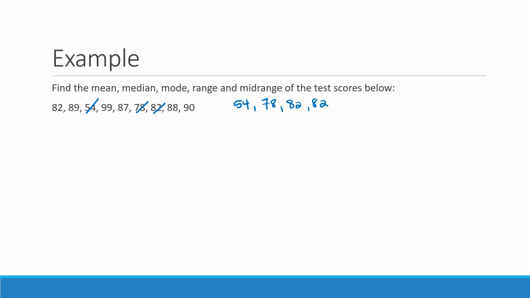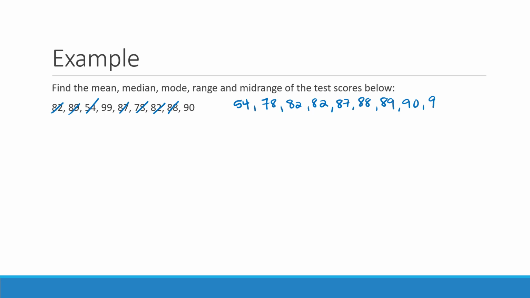So I'm going to cross those out. I've got an 89, an 87, and 88, so I'm going to put those in order: 87, 88, and 89. Let's cross those off our list. I've got left 90 and 99.